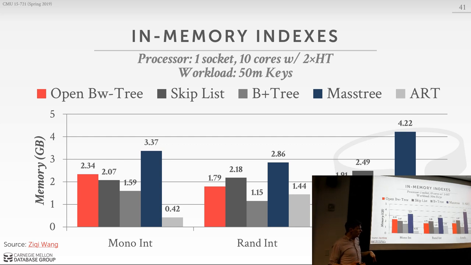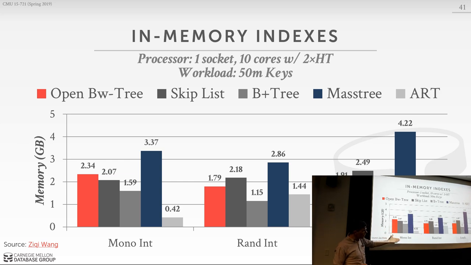So again, for this one, we have three different key types. We have monotonically increasing integers. So just think of like a serial key, adding one to it over and over again. We have random integers from, I think, 0 to 2 to the 64. And then we have the email distribution list from the adult website that got hacked a few years ago. So these are actually real email addresses.